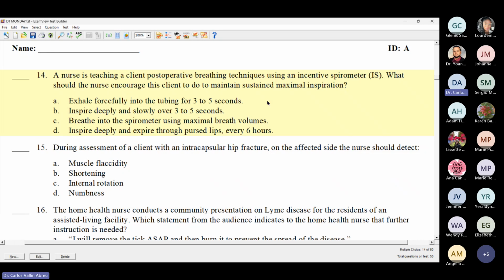Okay, 3 to 5 seconds. Inspire, breathe in deeply and slowly over 3 to 5 seconds.